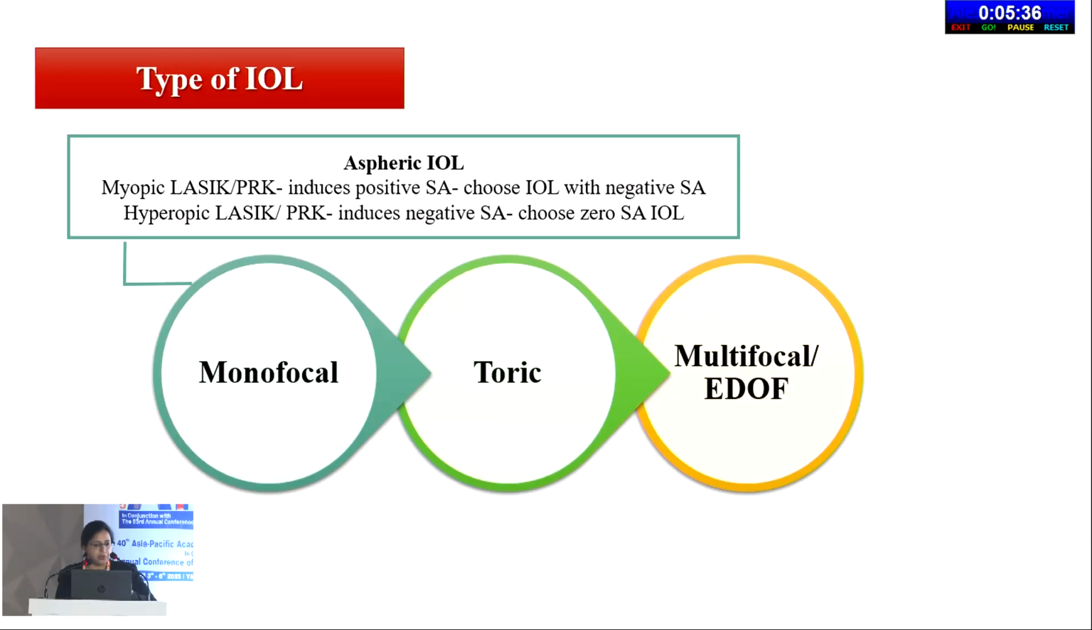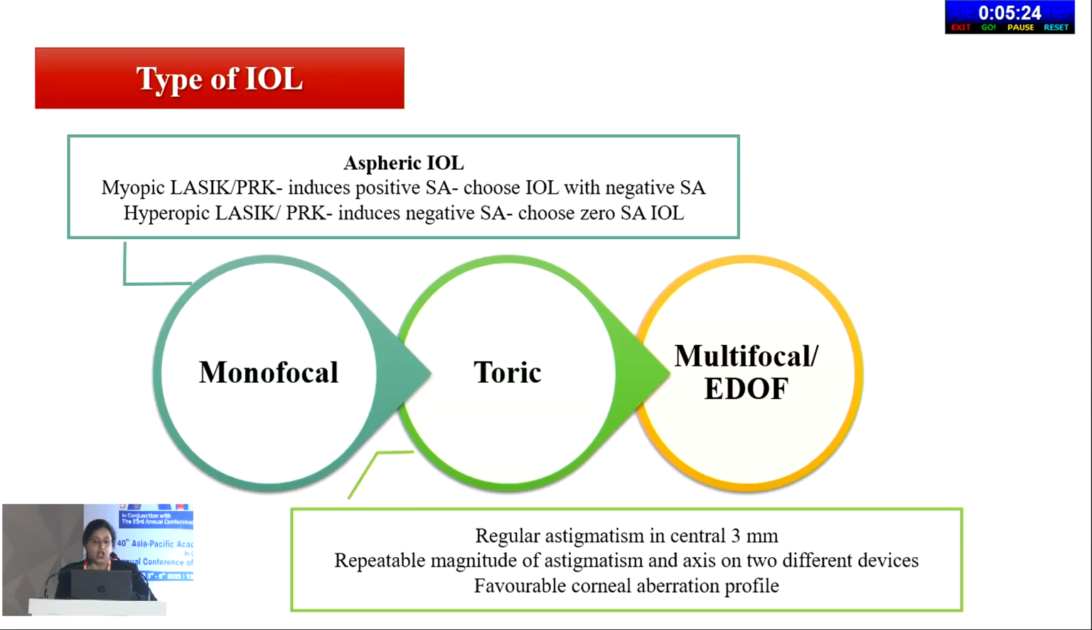However, in hyperopic PRK or LASIK, the procedure itself induces negative spherical aberration, so try to choose a zero spherical aberration IOL so that you do not add to these aberrations. Toric IOL only in cases of post-radial keratotomy. For LASIK PRK you can go ahead. For post-RK only if you have regular stable astigmatism in the central 3 mm, repeatable magnitude of astigmatism, use at least 2 different devices to measure the keratometry, and the corneal aberration profile has to be favorable.